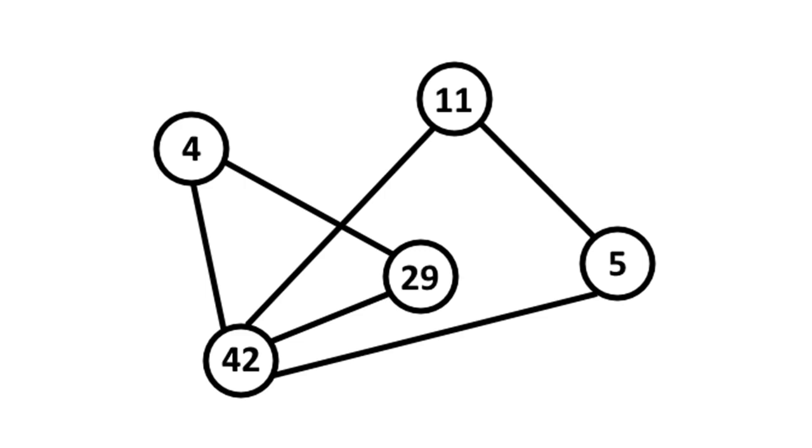In a directed graph, edges actually have a direction. So if we had an edge between 4 and 42, that edge could only be followed from 4 to 42 or from 42 to 4, depending on where the head and the tail of that edge was.